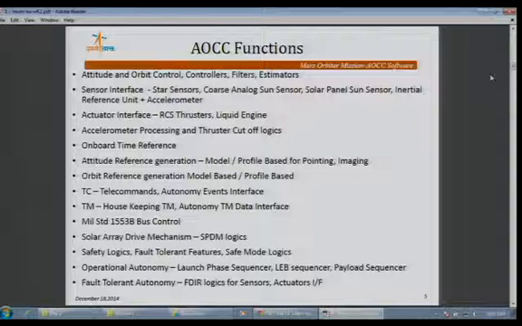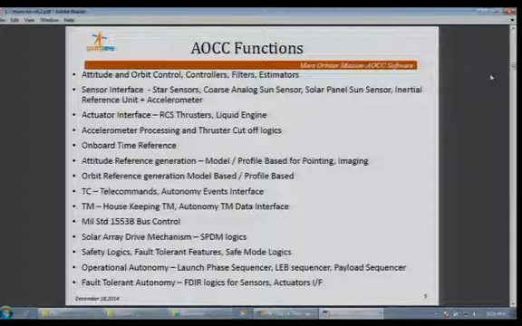The attitude and orbit control basic functions are the control system elements like controllers and estimators, the interfaces of sensors, actuators, and the thrust cutoff logics for various maneuvers, which are all handled by the AOCC system with the accelerometer processing unit. A major requirement is the time reference, which is used for all the reference generations, like attitude and orbit reference generations for pointing, imaging, or the profile for the LEB maneuvers, the liquid engine burn maneuvers. These are all done by AOCC.